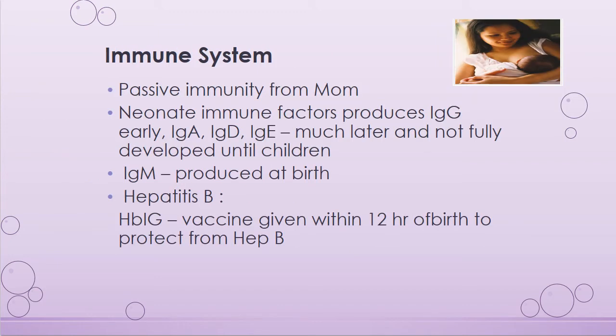They get passive immunity from mom. We take care of them. We vaccinate them within 12 hours after birth to protect them from Hep B. Cells that provide newborn with immunity develop early in the fetal life but are not active for weeks to months after birth. Birth to 3 months, they receive passive immunity from mom. And if they breastfeed, this continues and they continue to receive that passive immunity.